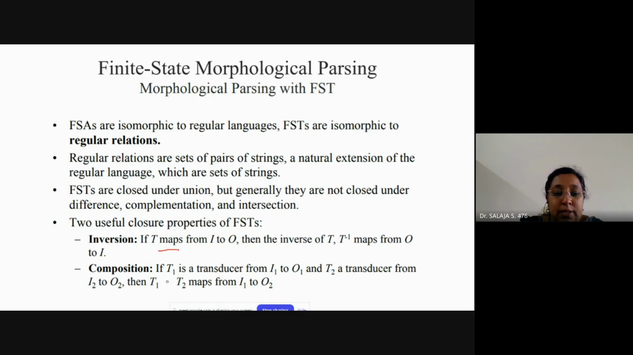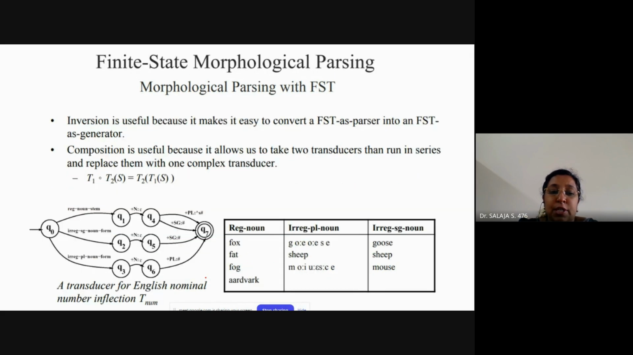If a transducer machine T maps the input I to the output O, the inverse, T inverse, maps from O to I. Now what about composition?